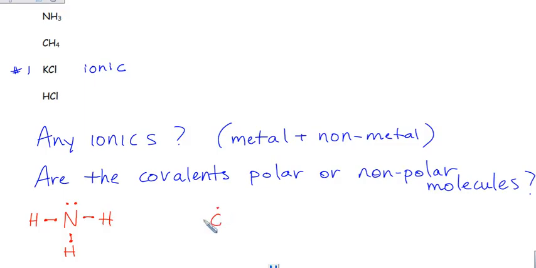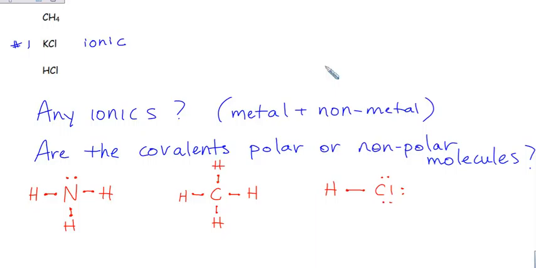Carbon has 4 valence electrons. So we'll hook on the 4 hydrogens. See, this isn't so bad. 2 and 3 and 4. And the last one is just HCl. Easy, right? 1 valence electron for hydrogen, 7 for chlorine. Connect the dots. There we go. Okay, so we want to look at the structure and decide if these are polar or non-polar molecules.